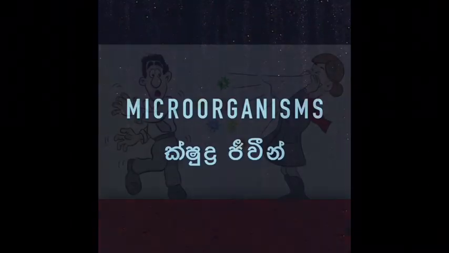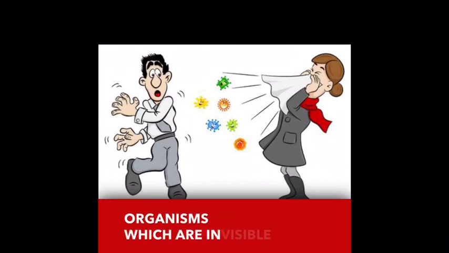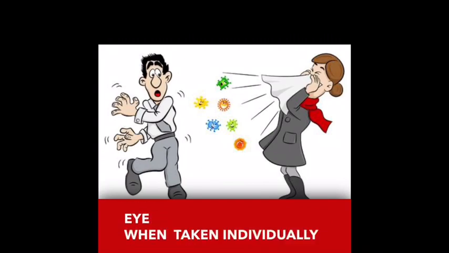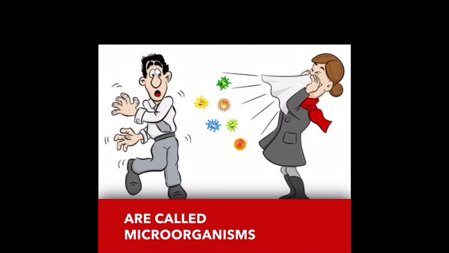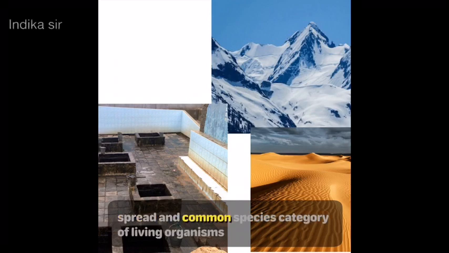Microorganisms, Shudrajeevi. The unicellular or multicellular organisms which are invisible to the naked eye when taken individually are called microorganisms. Microorganisms are a very widespread and common category of living organisms on the earth. Microbes can survive even under extreme environmental conditions.